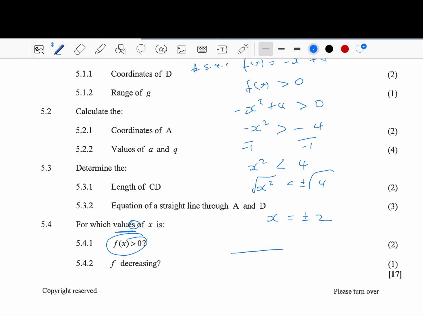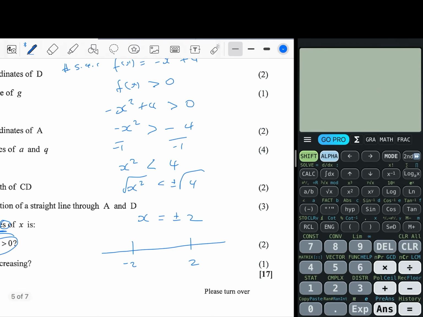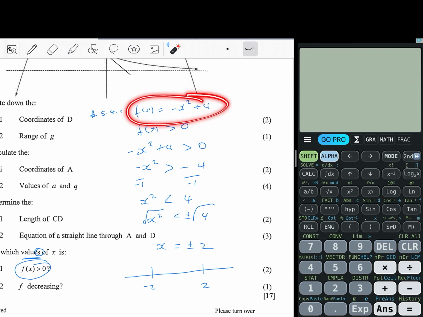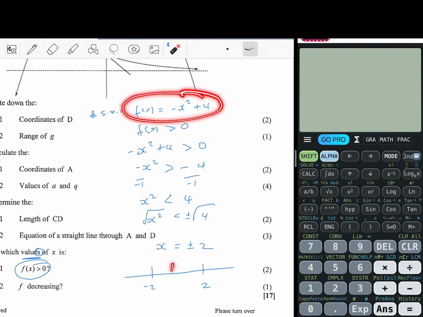So then you need to draw your number line where you have x equal to negative 2 and x equal to 2. Now you need to bring in your calculator to be able to answer this question. What you will do is take any number that is between negative 2 and 2, which can be 0. Take that number and put it in this equation and see if you're getting a positive or negative answer. So in this case, if you put 0, you're going to get a positive answer. So this is going to be positive.